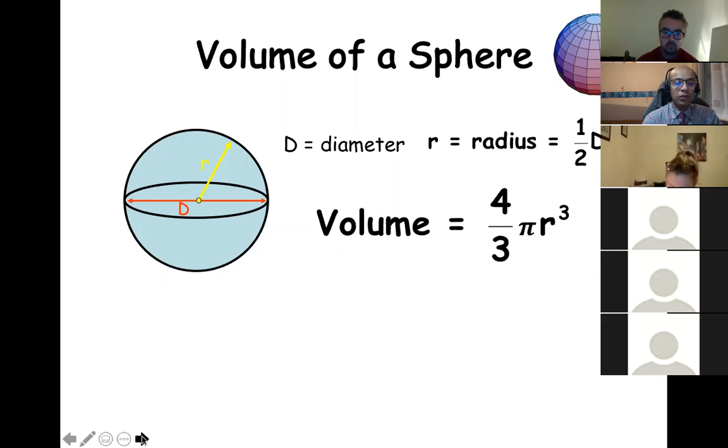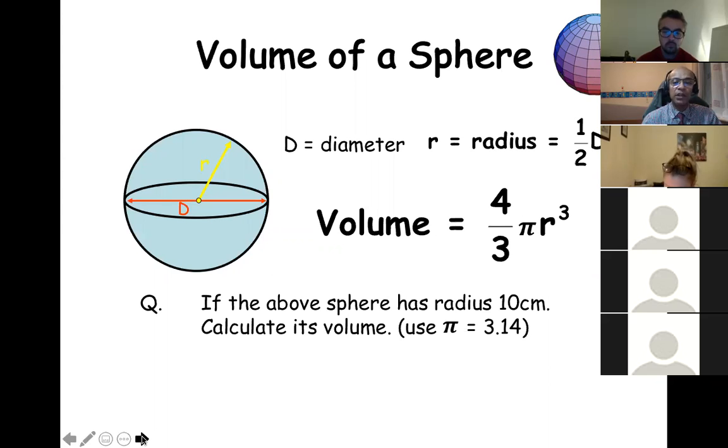Okay, so let's have a look. If the above sphere has a radius of 10 centimeter, can you calculate its volume by applying the formula there? So on we go.